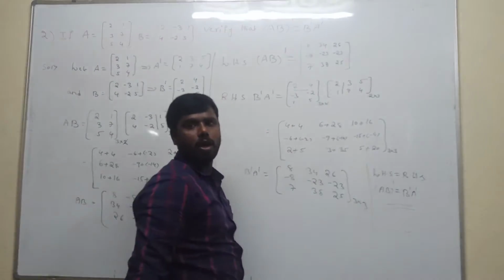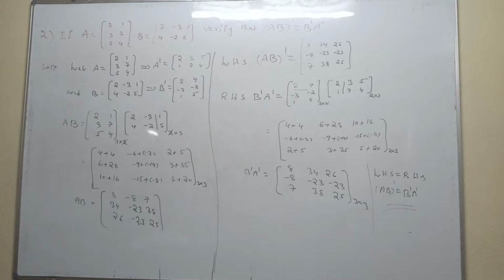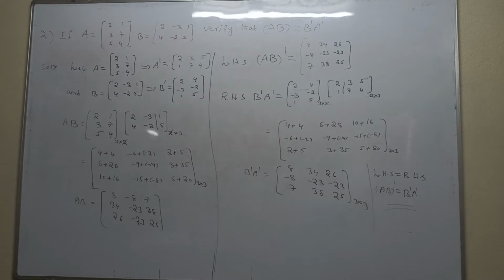Everyone understood how to solve these questions? First, calculate the AB matrix. After getting the AB matrix, calculate the transpose of the AB matrix. After that, calculate the product of B transpose and A transpose. After that we have to check whether both are equal or not.